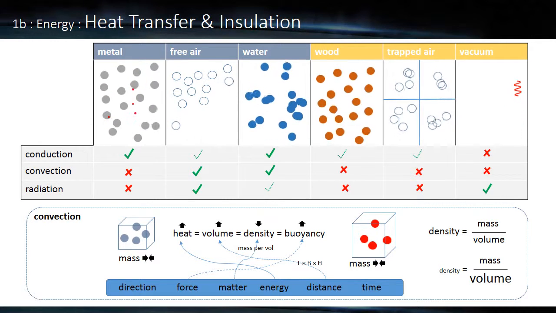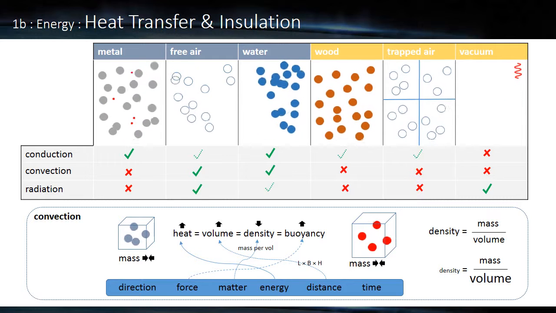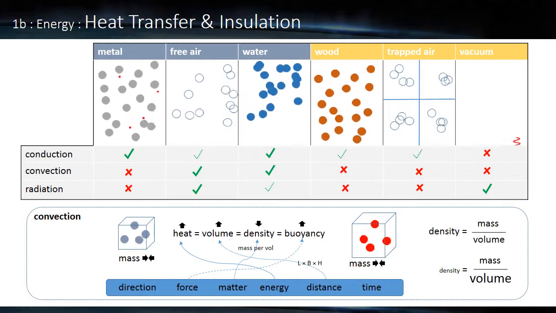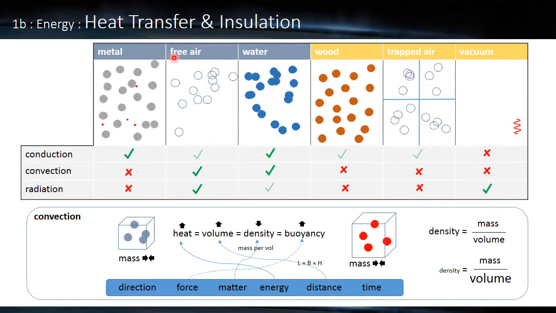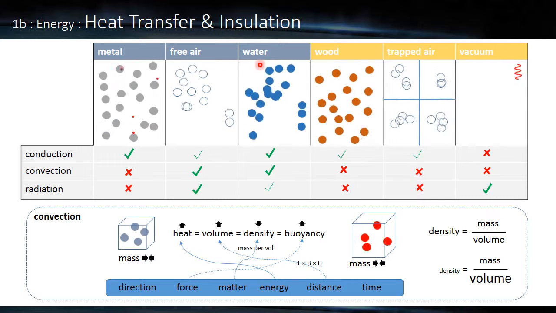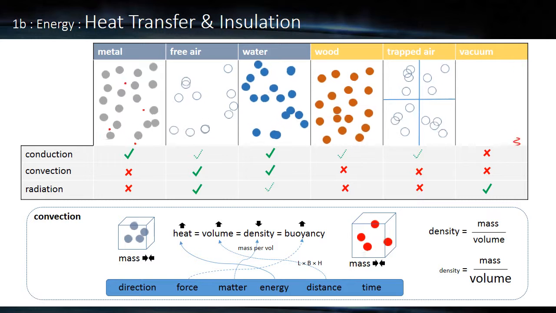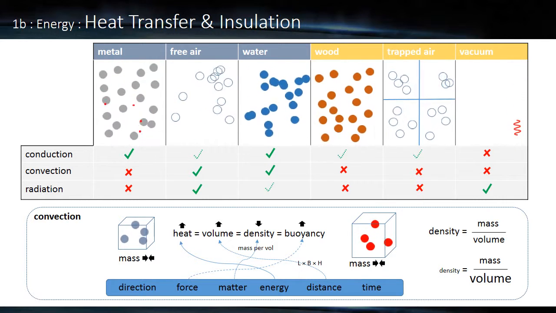This is Unit 1B. It deals with energy, heat transfer and insulation. Now in the top half of the slide we have 6 different materials that we're interested in, and on the left hand side here we've got metal, free air and water, and they're all good at transferring heat. On the right hand side we've got wood, trapped air and a vacuum that are all bad at transferring heat, and we refer to them as insulators.